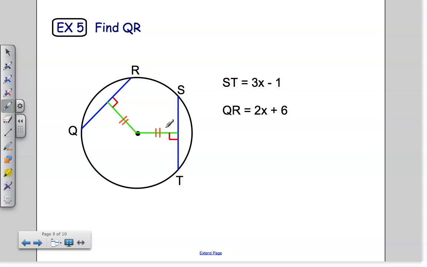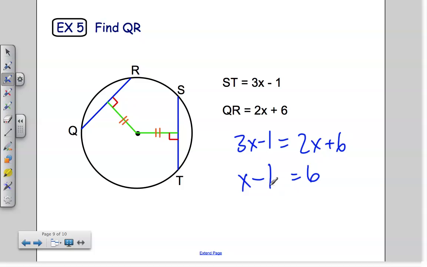What do I know about these chords? If they're the same distance from the center, then they must be the same length. So I know that 3x minus 1, chord ST, must be equal to 2x plus 6, which is the length of chord QR. And now solve for x. If I subtract 2x from both sides, 3x minus 2x is just x, minus 1, and now add 1 to both sides. And x equals 7. Oops, I can't put a box around that yet, because we want to find QR.